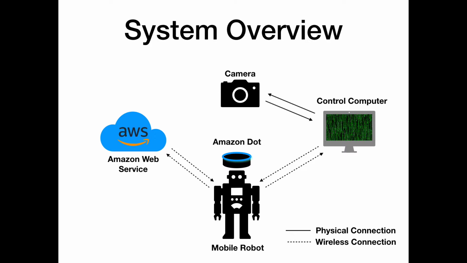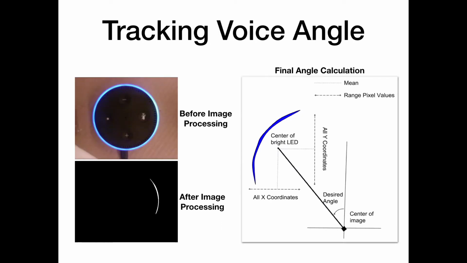Amazon Dots light up brighter in the direction the sound came from. The camera was used to determine which side lit up more. The camera was recording a video stream of the Amazon Dot. Image processing was done on each frame of the image to result in a binary image.